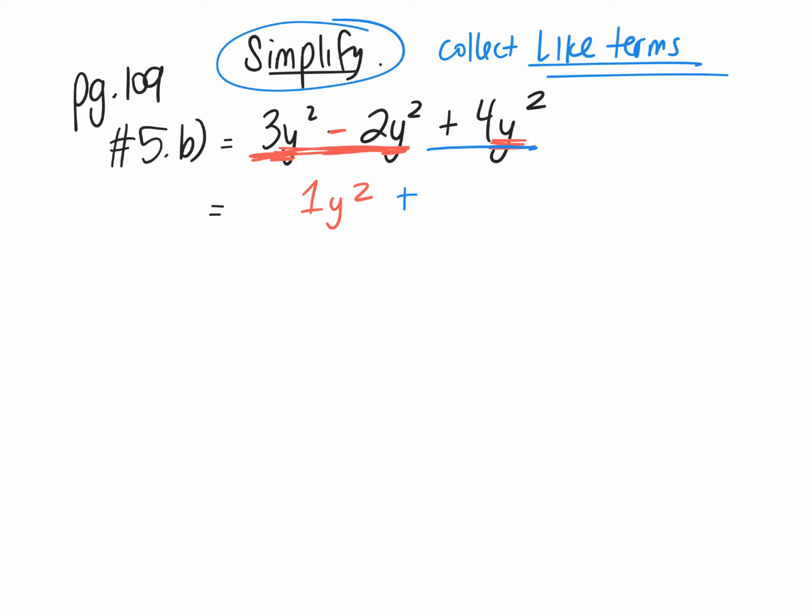Then we have to add the plus 4y squared. Altogether, how many y squareds do I have? 1 plus 4 is 5. We have 5 altogether. That's it. That's the answer. Okay, I'm starting off very simple. Let's get into more difficult questions.